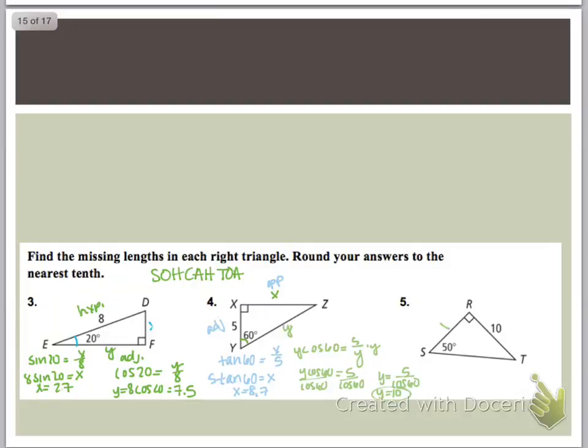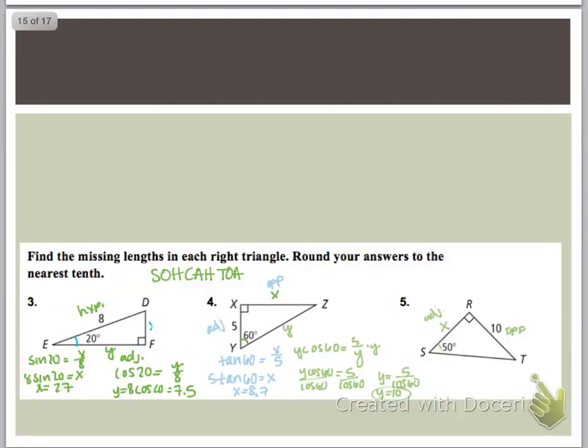Okay, my next one, let's say we're finding this. So we're talking about angle 50, so this represents opposite and adjacent. So the one that talks about opposite and adjacent is tangent. So tangent of 50 equals opposite over adjacent. So this one's similar. Multiply both sides by x. Divide by tangent of 50 to get x by itself. So I got x is equal to 10 divided by tangent of 50. So 8.4.